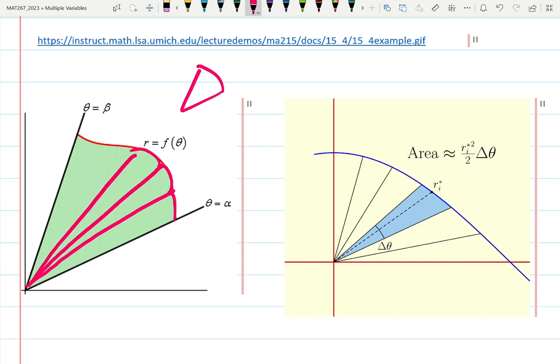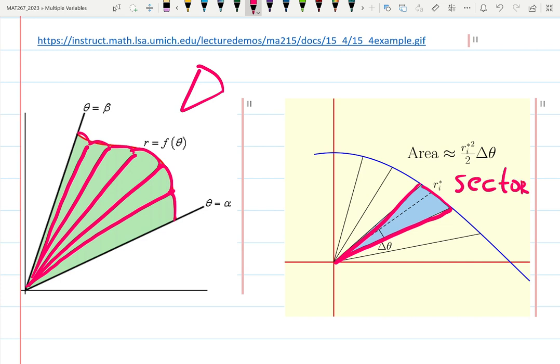So this is what we did. We're approximating with different sectors. Some of them can go up, can go down, doesn't matter. Overestimation, underestimation. But the area of a sector, this one in blue, is known through the formula r squared over 2 times the angle delta theta. You don't have to write this down. This is just a review because we will have that again.